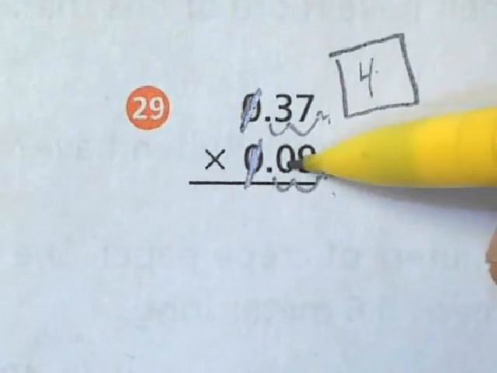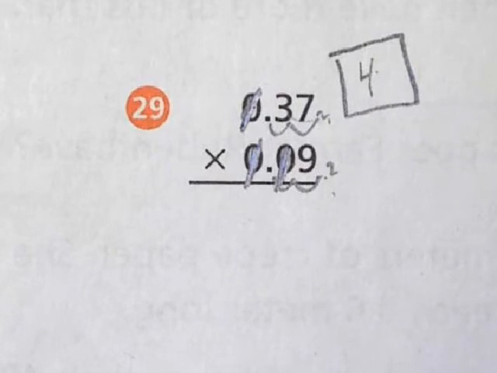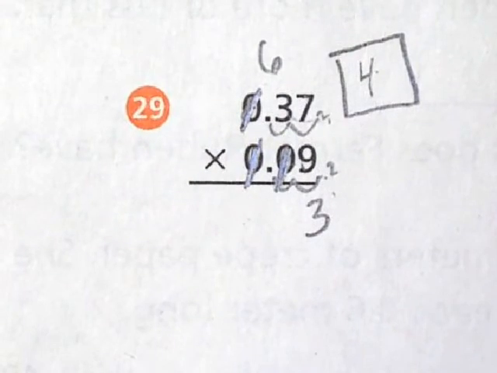And this one's actually not so hard. We should just do this one really quick. Because look, these are zeros. This one's out in front, so it's a runt. This one's out in front, so it's a runt. And now this 0 is out in front, so it's a runt. So it's just 37 times 9, and then move the decimal 4 times.